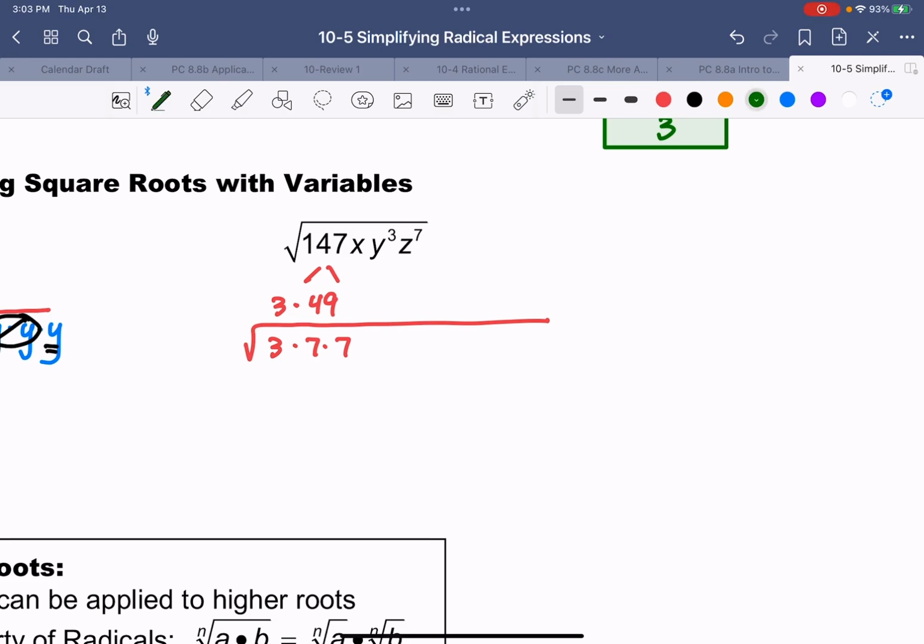Then we have an x and 3 y's, 1, 2, 3, and 7 z's, 1, 2, 3, 4, 5, 6, 7. Hopefully I counted right. 1, 2, 3. Yep. Okay.